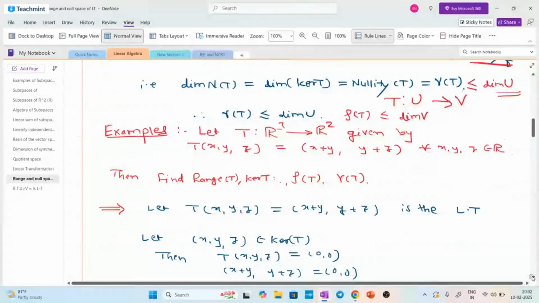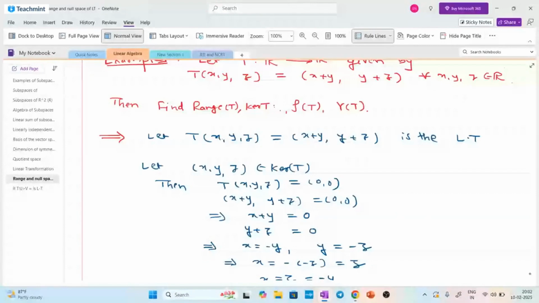Okay, T of (x, y, z) equal to (x plus y, y plus z) is a linear transformation. First of all, you take any vector in the kernel of T. So (x, y, z) belongs to the kernel of T, and the kernel of T maps to the zero vector. Therefore T of (x, y, z) is equal to (0, 0). But this 0 is in R square, it is the zero vector in R square. Then by the given definition, (x plus y, y plus z) is equal to (0, 0).